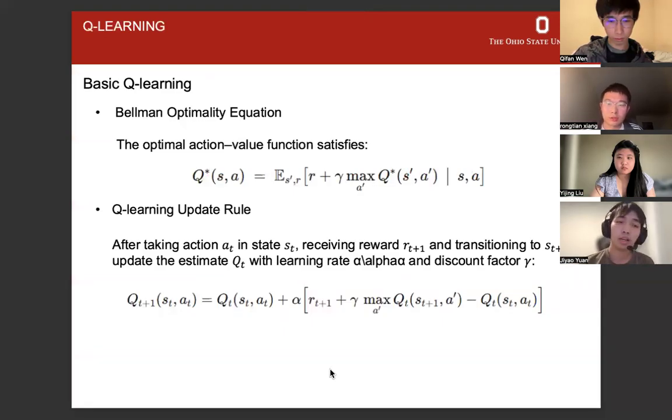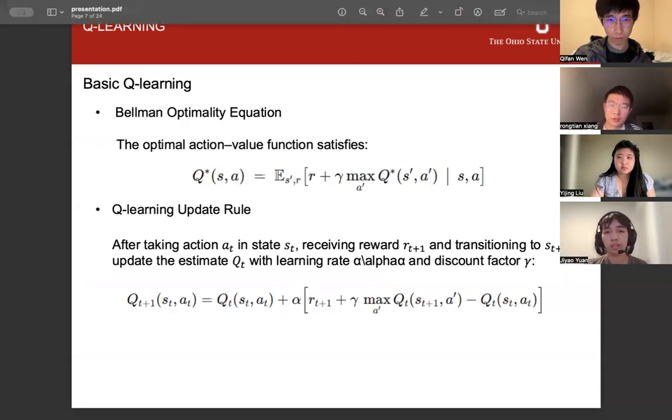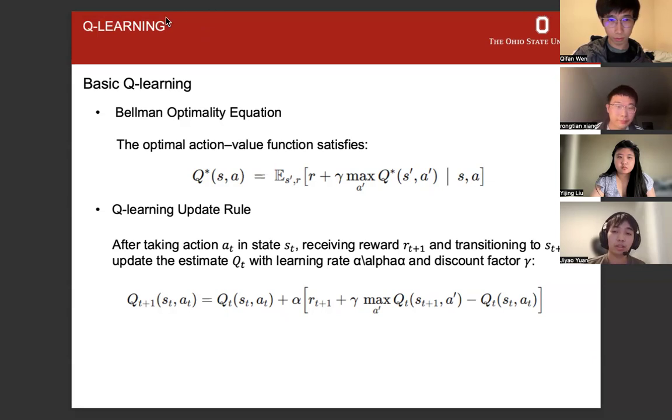Okay. Now I will introduce basic Q-learning. Q-learning is a model-free off-policy reinforcement learning algorithm, and its objective is to maximize the action value function. Next page, please. Next page.